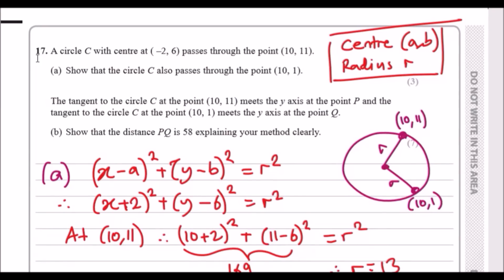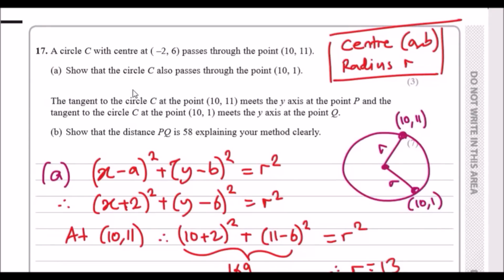So we have a circle C with center -2, 6, which passes through the point 10, 11. So just a quick recap, the center is always given in this notation A and B, where A is -2 and B would be 6. So I just did a little demonstration here. This middle point here, the center, would be A, B, or -2, 6.